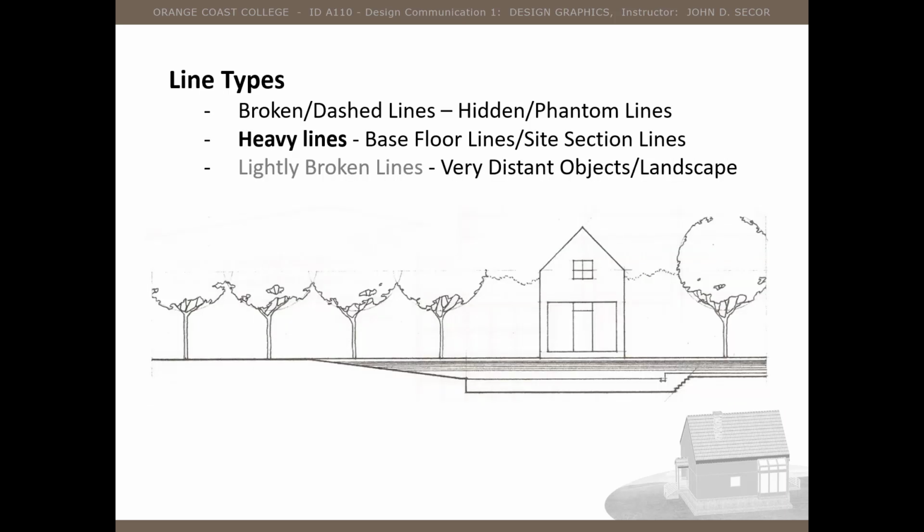We also get to use different types of lines. Some of the lines are broken. They are represented very similarly to those in plans and sections, which may be hidden or phantom lines: lines that are behind a wall, or important elements that are above our view or below our view. That heavy base line at the ground helps us anchor the drawing, and the light lines give us some sense of context, what's beyond and what's surrounding the object, a little bit of context information.